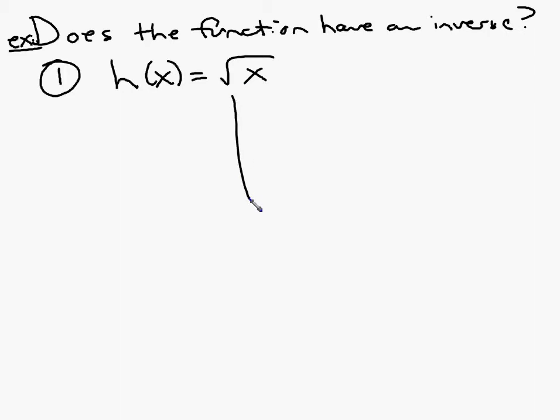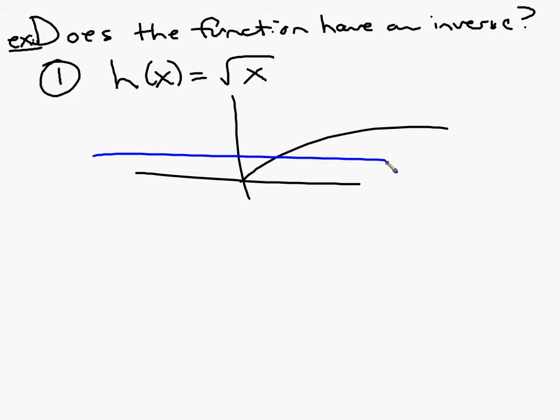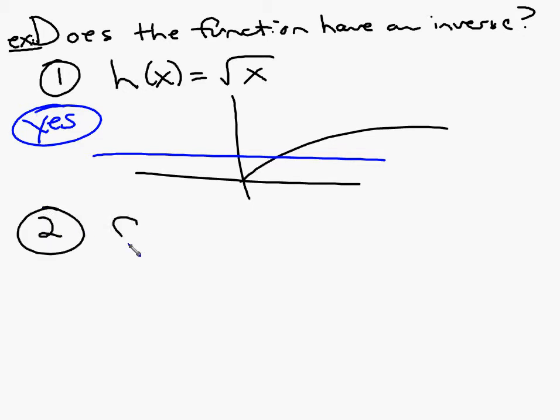If I graph this square root function, I know that it looks like that. So does it pass? It does. This is a pretty straightforward thing. This one, yes, does have an inverse. And we'll just do one more. How about f of x equals x squared minus x? Now, let's just say that I did not have a graphing calculator. Could we all graph that one?